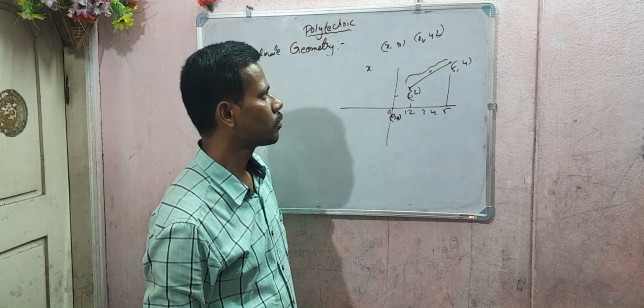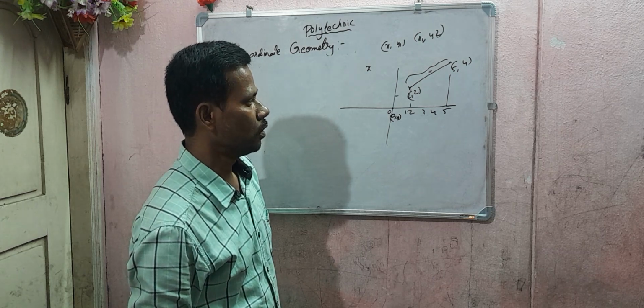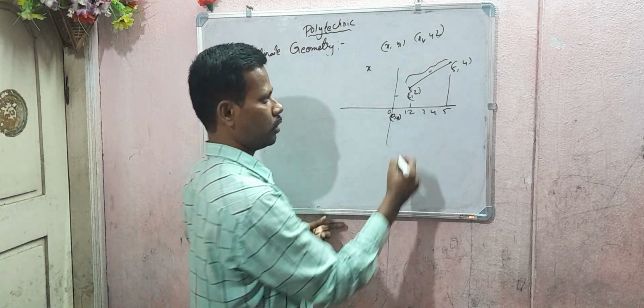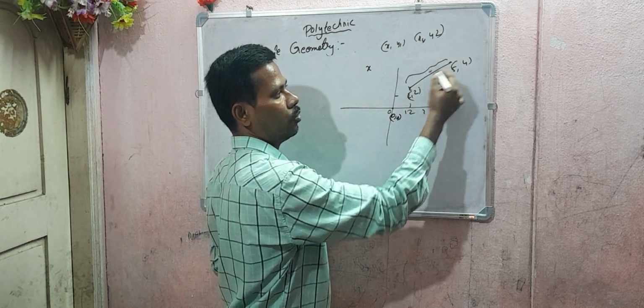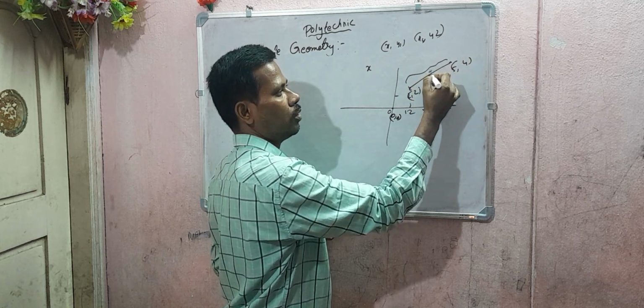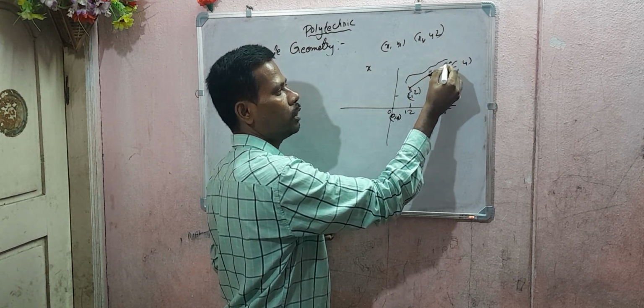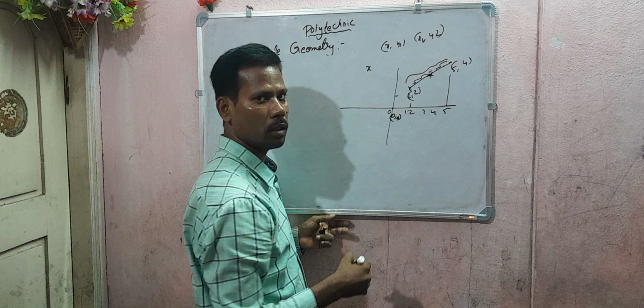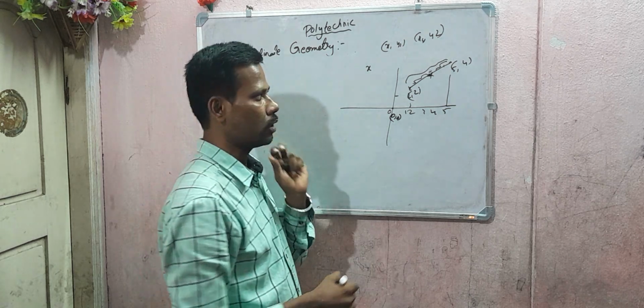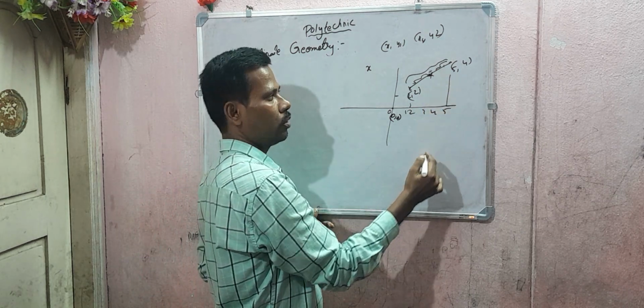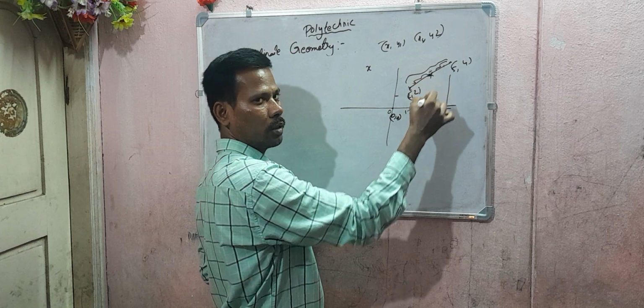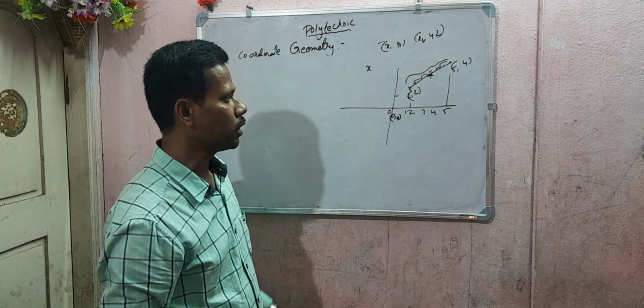Next, the midpoint formula. I have marked two points. What is the midpoint of this one? Midpoint means from here to here, here to here. What is the measurement of the length? So that also we are going to discuss. Formulas step by step I will write.